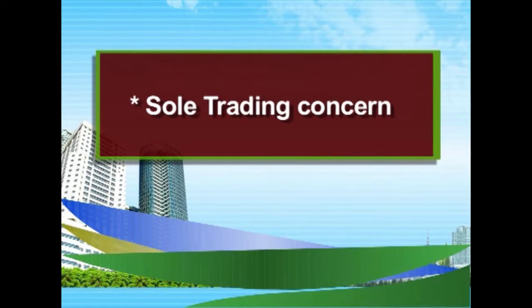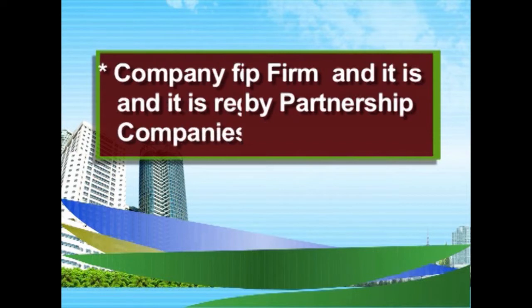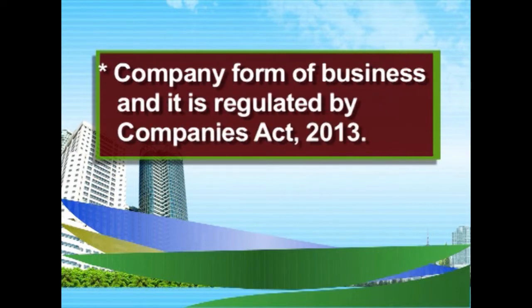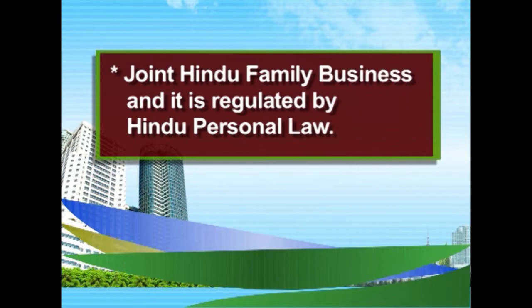A person can do business in any of the following ways: sole trading concern; partnership firm, regulated by the Partnership Act 1932; company form of business, regulated by the Companies Act 2013; limited liability partnership, regulated by the Limited Liability Partnership Act 2008; and joint Hindu family business, regulated by Hindu personal law.